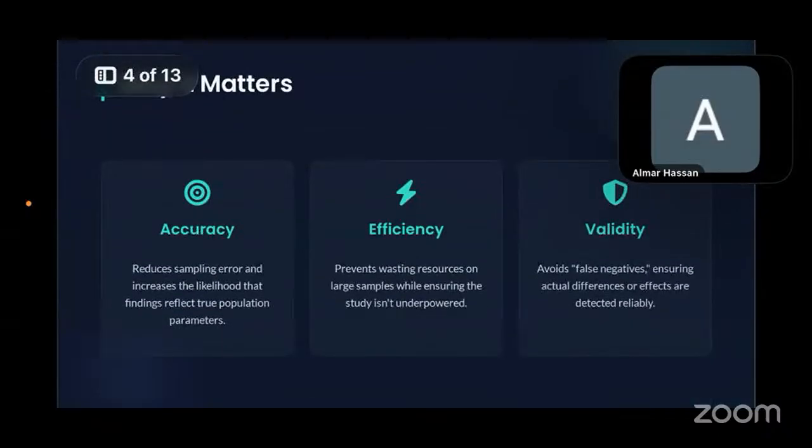Yes, thank you so much. This is exactly what I wanted. Why sample size matters: we have accuracy. As Dr. Almar said, we want something to reflect the population. Not only that, it's also really costly. If we did research on the entirety of the people who have hypertension in India, it would take a lot of money. So we just want a reflection of the population, not the entirety of the population, also because of the cost.